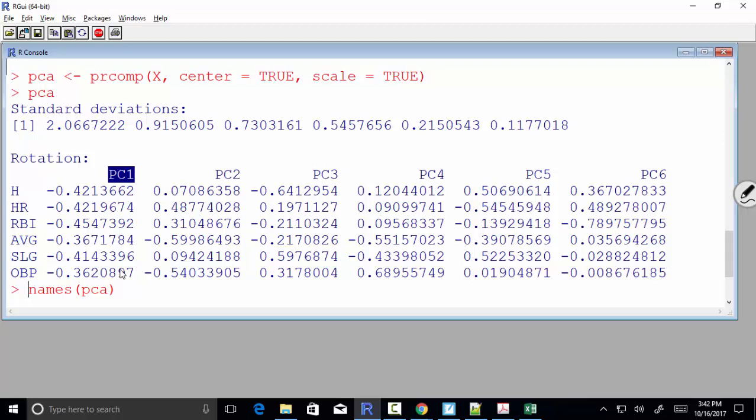So for player number 1, instead of the 6 variables that we started with, hits, home runs, and so on, what we're going to do is represent it as minus 0.42 times this player's hits, plus minus 0.42 times home runs for this player, and so on. This is the linear combination that I'm going to apply to every player. Then this is the linear combination we'll apply to get PC2.